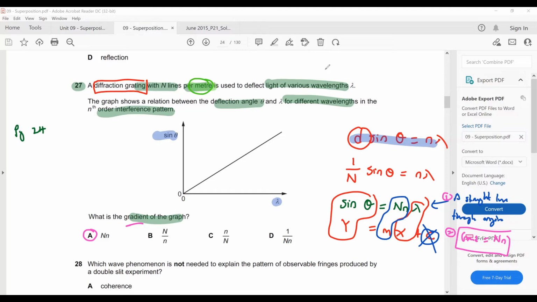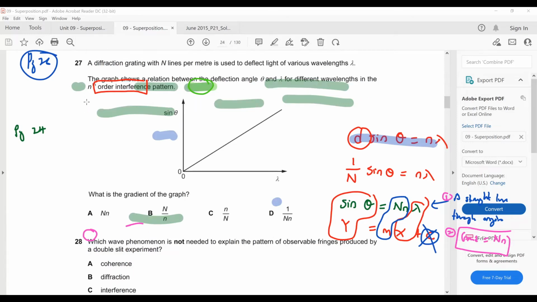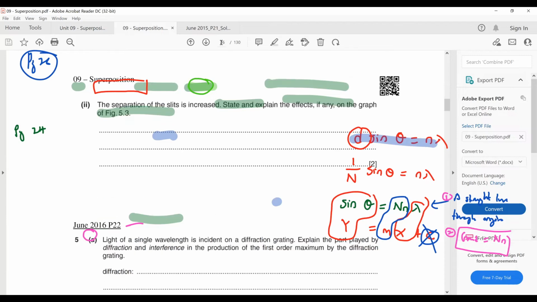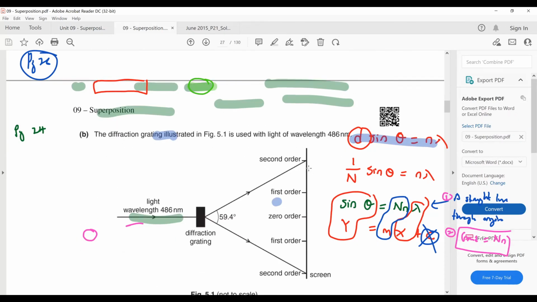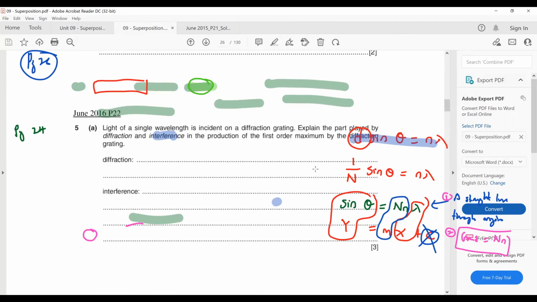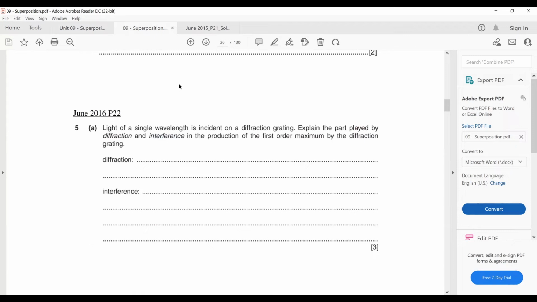Then we go to structured questions, page 26. Just have a look at page 26. Okay, so page 26 would be this one. What do they have here? Page 26 is pretty straightforward.